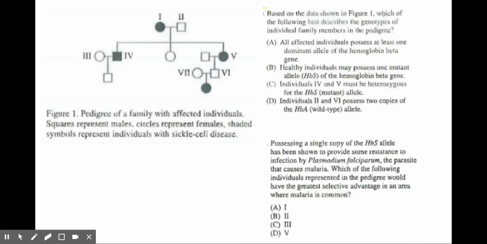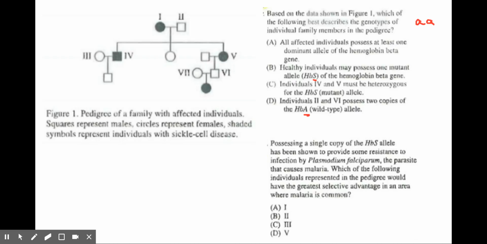Based on the data shown in Figure 1, which of the following best describes the genotypes of individual family members in the pedigree? So again, genotypes, we are thinking these types of letters, but in the little thing they were talking about, these letters are represented with HBS or HBA for wild type. And that's a capital letter. This S is basically representing the small a. So let's see if we can narrow down the choices.